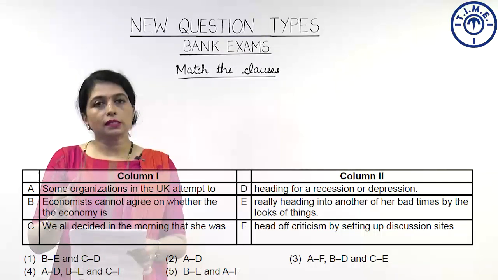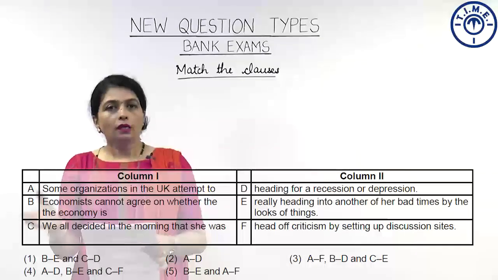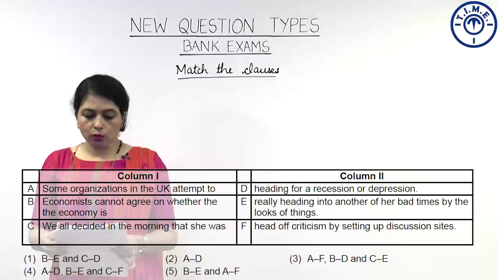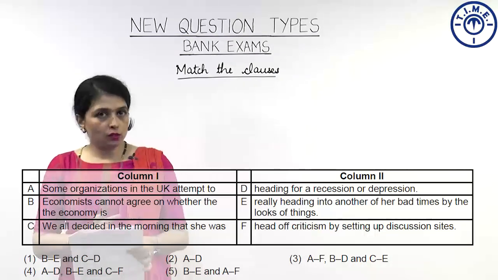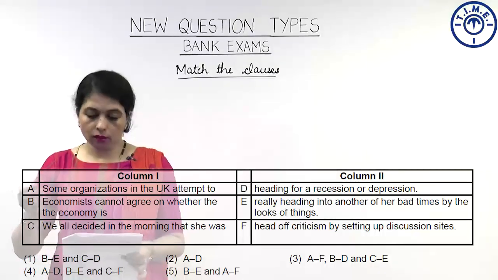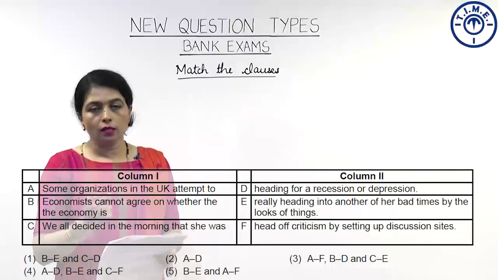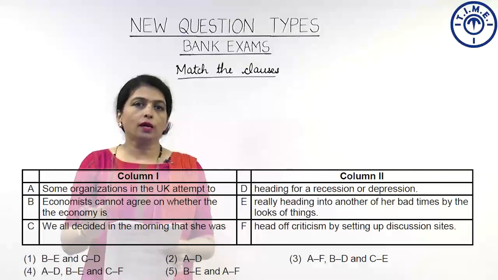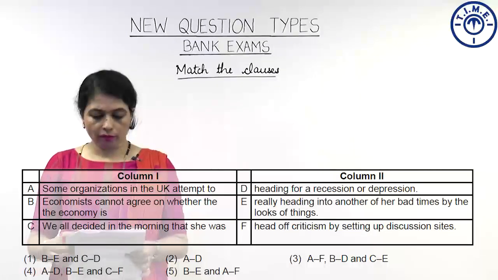Now whether it is immediately followed by a verb or whether there is something else and then the verb comes, the rule still remains the same. So we still cannot say some organizations in the UK attempt to really heading into another of her bad times. So there is another thing which is erroneous here. What is there? We are here talking of some organizations in the UK, and the part E has the female gender pronoun her. So here there is a clash, and we understand this is not a combination that we can work with. So we leave D, we leave E also, and we move on to F.